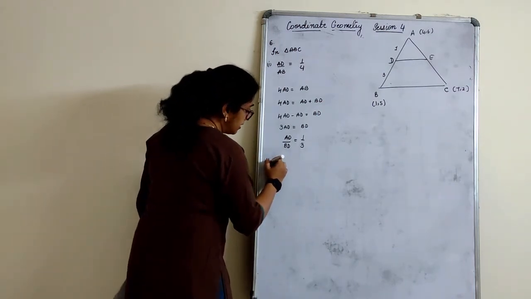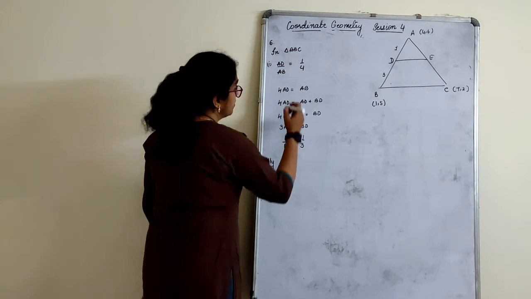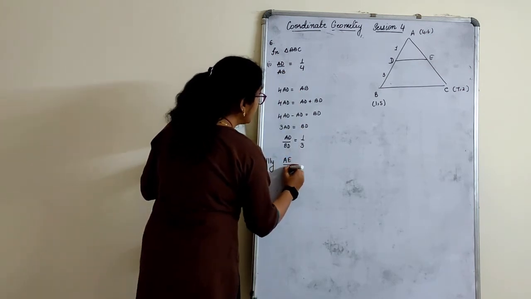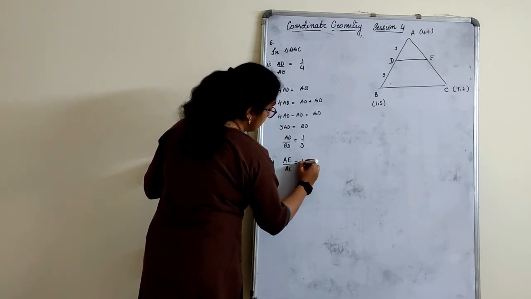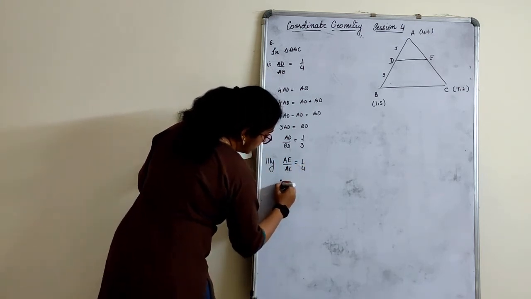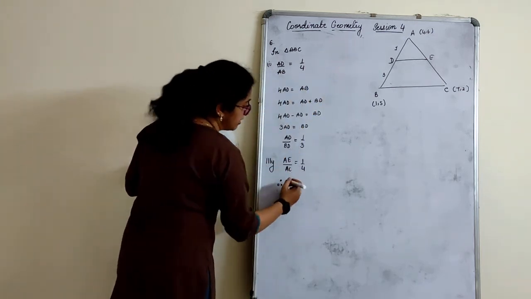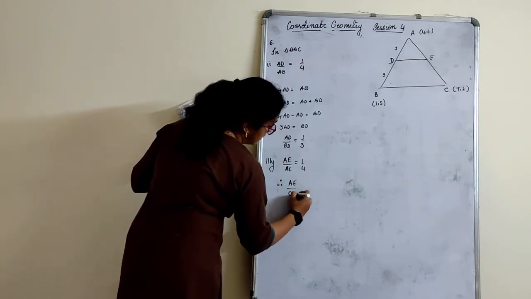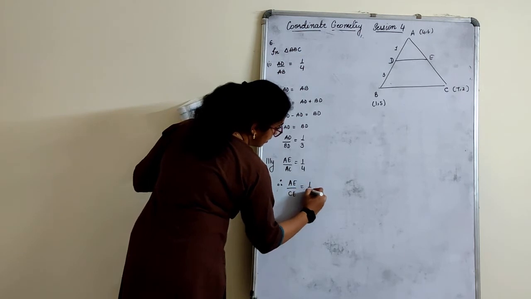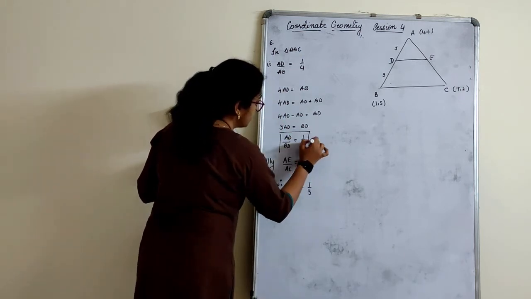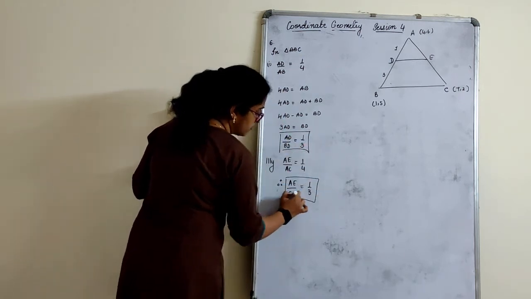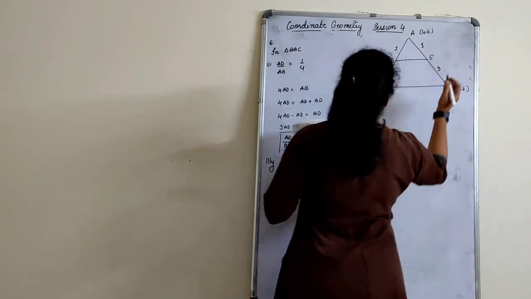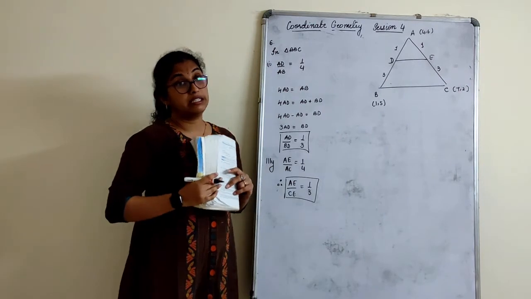So similarly, what they have given next is AE upon AC is equal to 1:4. Therefore, we can write similarly for that also. AE upon CE is also equal to 1:3. So this also is dividing in the ratio 1:3. Understood this? We found the ratio.